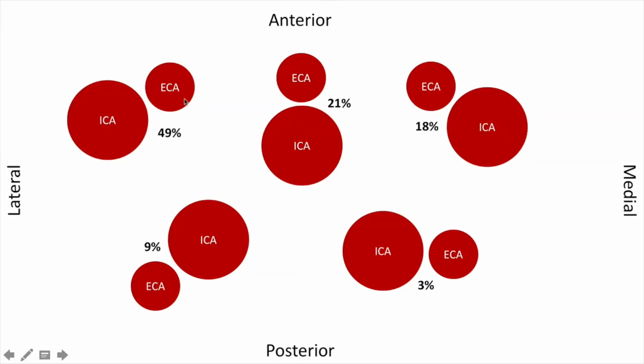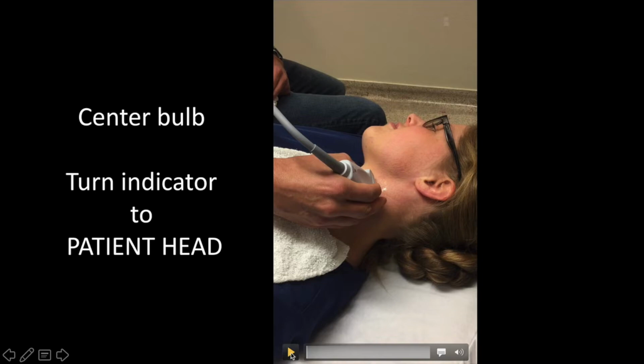This just shows that the ICA and ECA could be in any orientation, and identifying this is not important for CIRCE. Just try to get the bulb and the larger of the two vessels here at least, looking for any plaque.